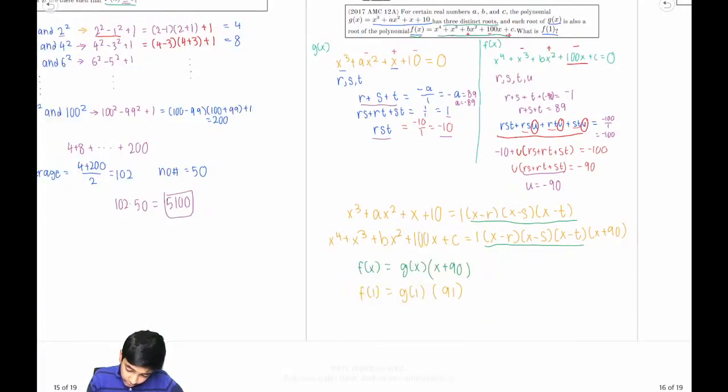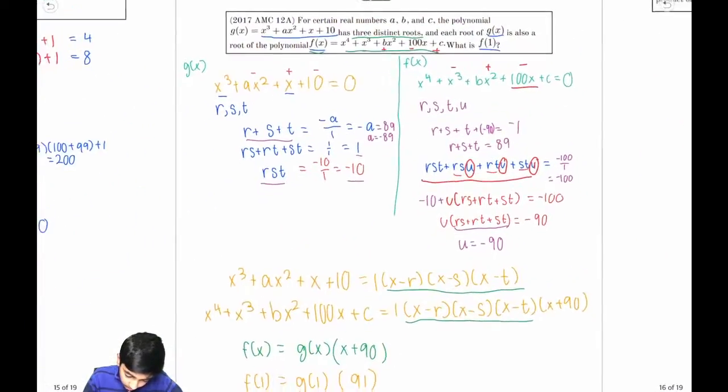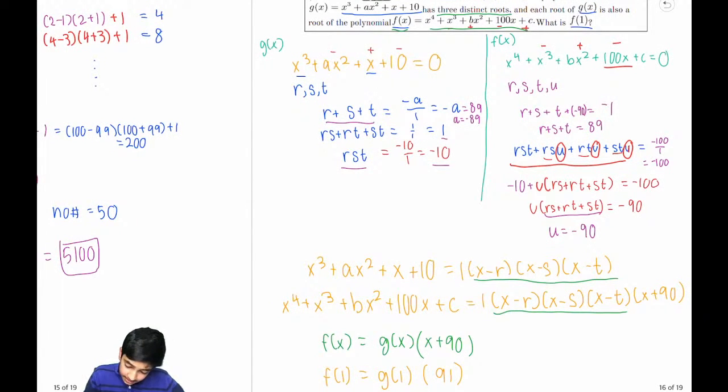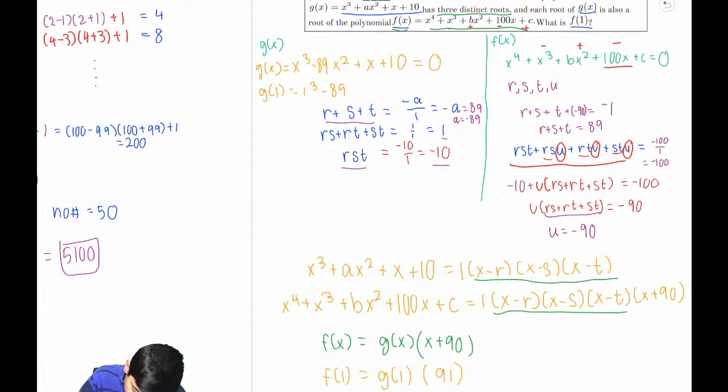Now we can very easily find g of 1 by just plugging it into our polynomial. So again, we know that a is negative 89. So let me just erase these. So we can make a into negative 89. So we know a is negative 89. And now we can just plug in, this is g of x. G of x is equal to this. So now to find g of 1, we can just do g of 1 equal to 1 cubed minus 89 plus 1 plus 10, which will be negative 78.